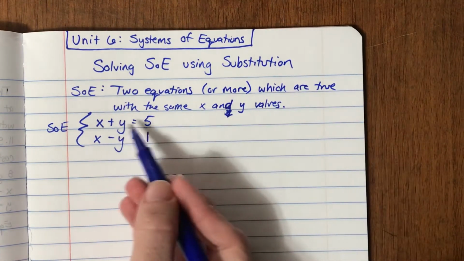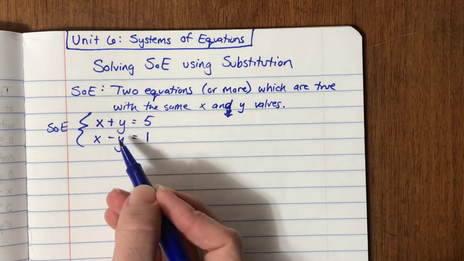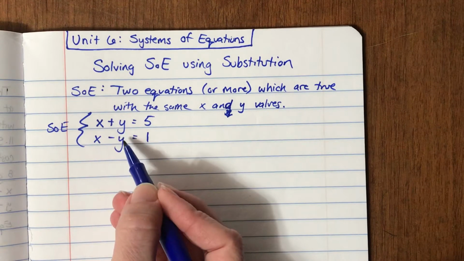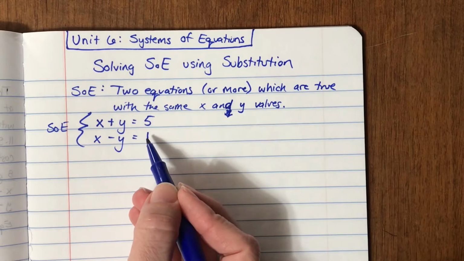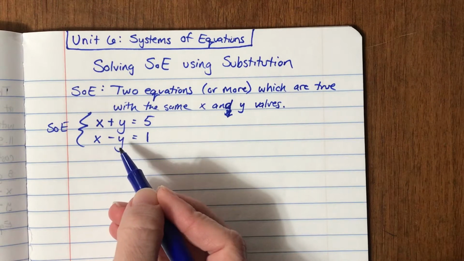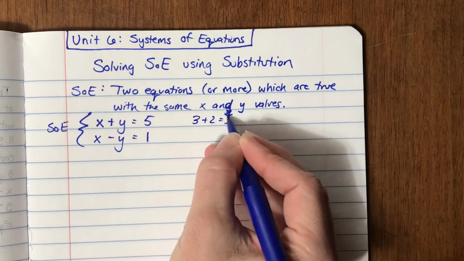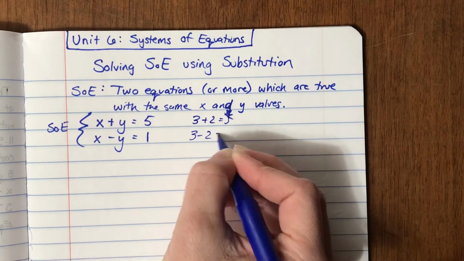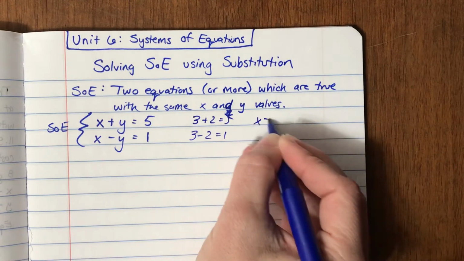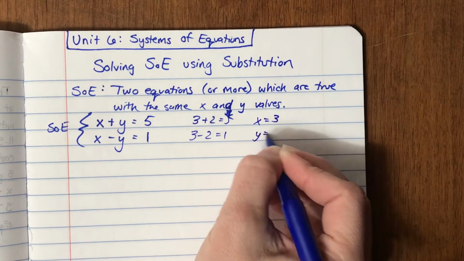However, this next equation limits what they can be, because the second equation is telling us that whatever these two numbers are, you also have to be able to subtract them, the x minus the y, and get 1. So what combination of numbers works? Well, 3 plus 2 is equal to 5, and 3 minus 2 equals 1. So therefore, x equals 3, and y equals 2.